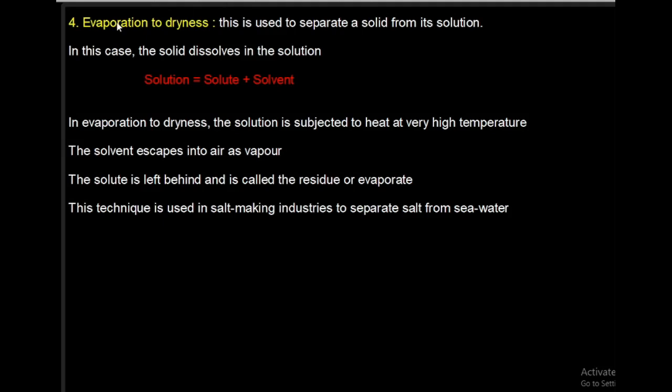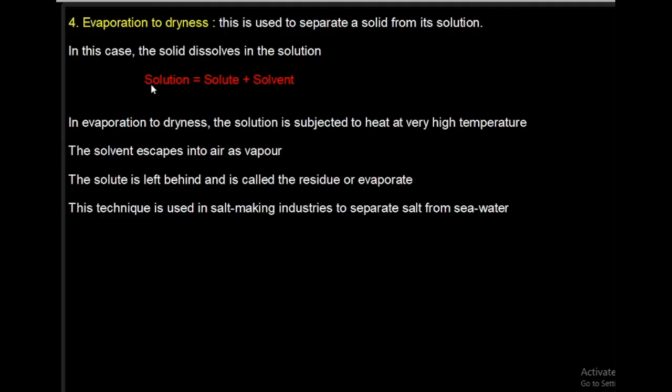Now we also have evaporation to dryness. This is used to separate a solid from its solution. All right. Now, in evaporation to dryness, we no longer have an insoluble solid and liquid. We now have a solid that dissolves in a liquid. That's why we said it is used to separate a solid from its solution. In this case, the solid dissolves in the solution. Now, solution is simply solute plus solvent. Solute is the solid that dissolves in the solution, and solvent is simply the substance that dissolves the solid, or the solute. All right.